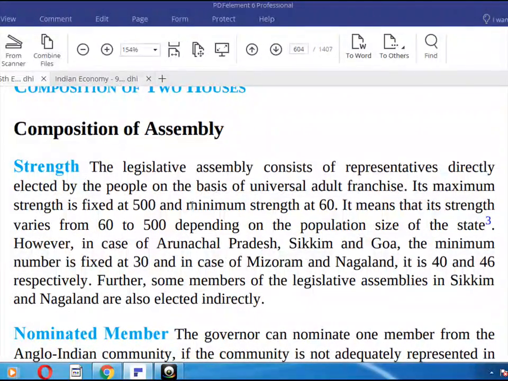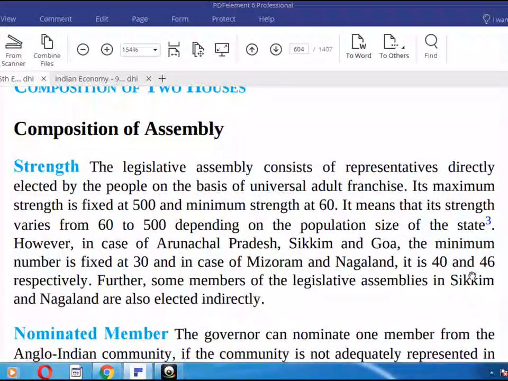However, in the case of Arunachal Pradesh, Sikkim and Goa, the minimum number is fixed at 30, and in the case of Mizoram and Nagaland, it is 40 and 46. Here you can see the maximum strength is 500 and the minimum is 60. Strength varies from 60 to 500 depending on the population size.